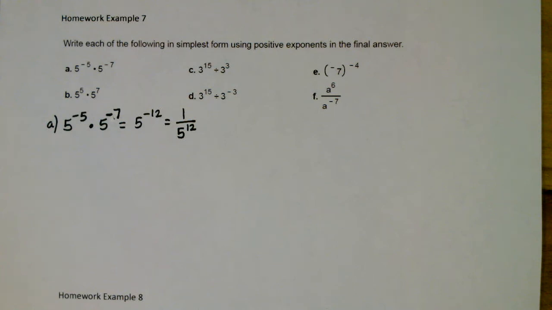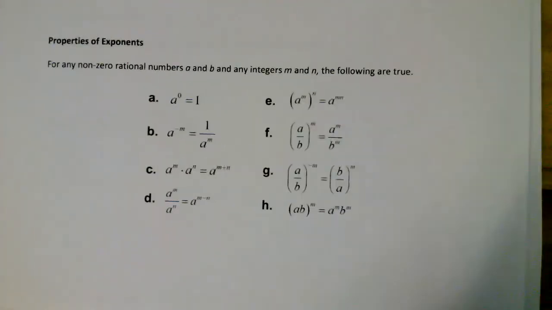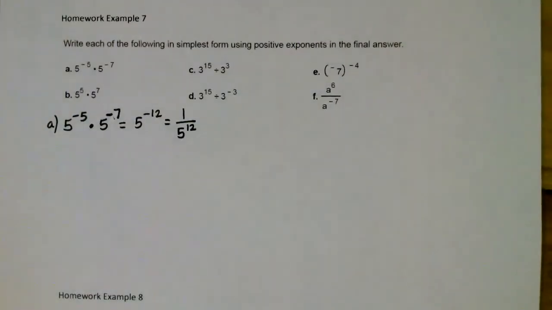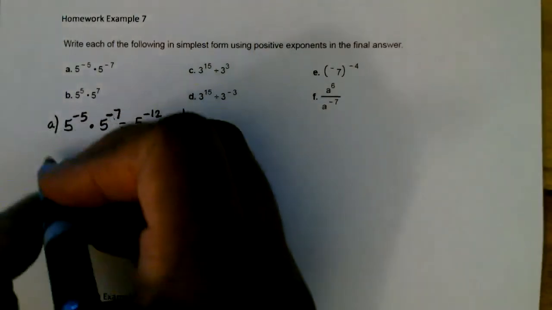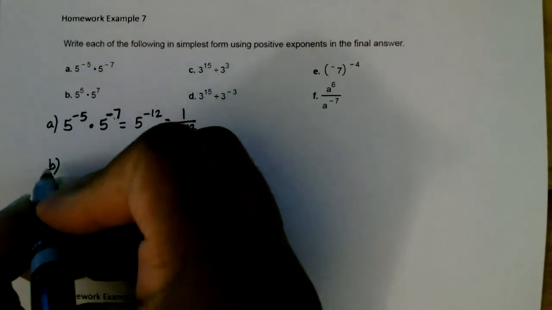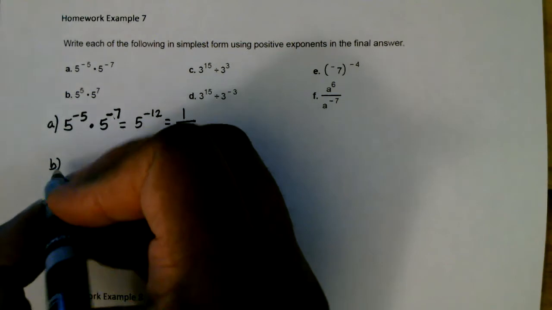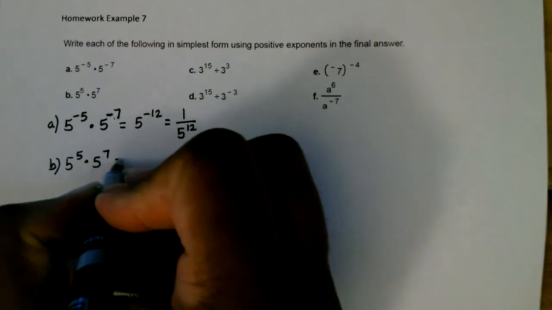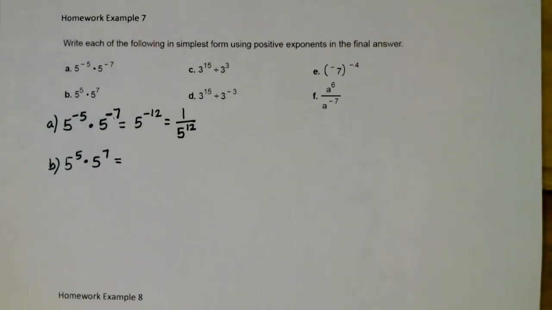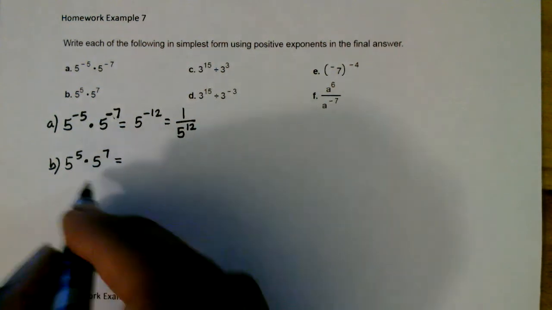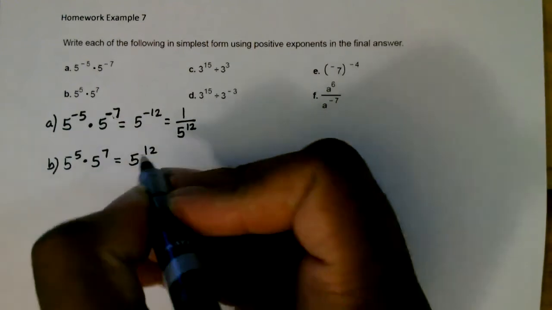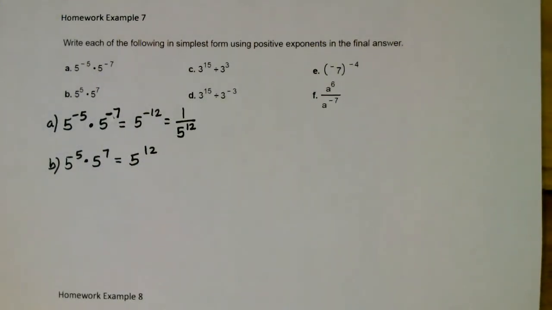So in other words, for that one, I was using this rule here. A to a negative m power has to be 1 over a to the positive m. All right, part B, 5 to the 5th times 5 to the 7th. Here I'm multiplying powers of the same base. So I bring over the base of 5 and add 5 and 7 together, those exponents. That will be 12. So it'll be 5 to the 12th power.